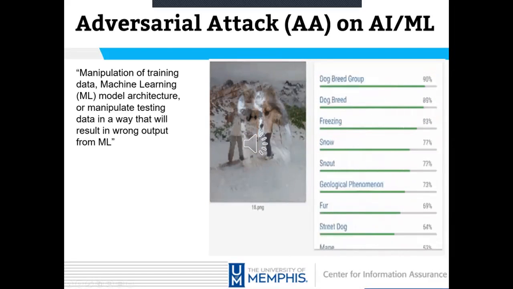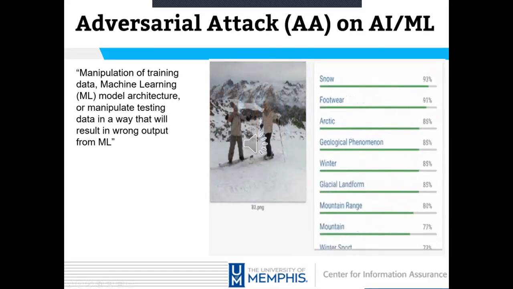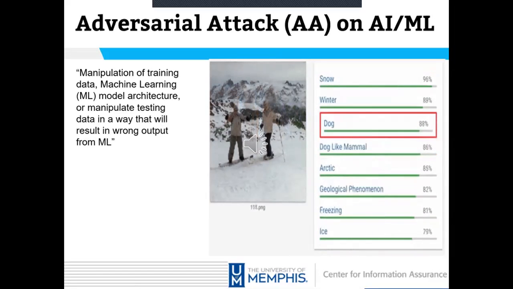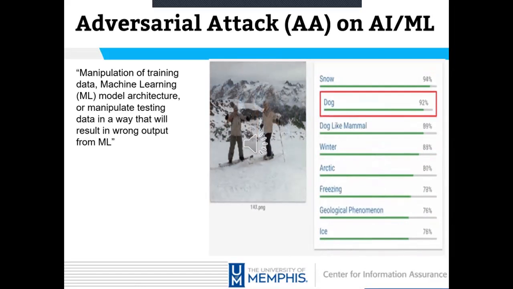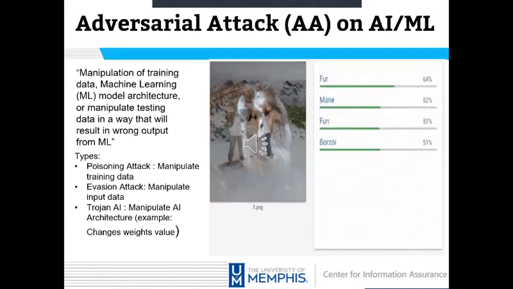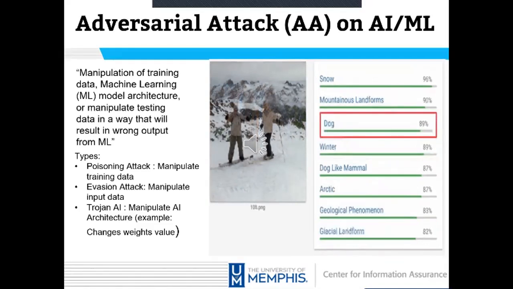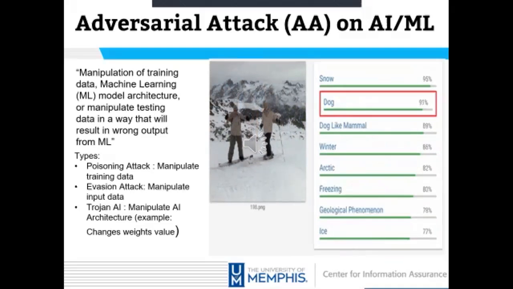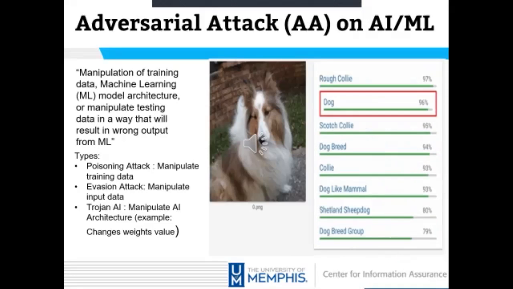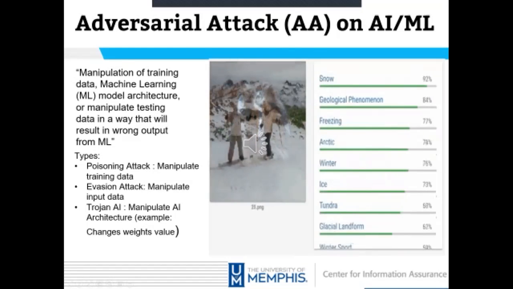By the definition from NIST, an adversarial attack is manipulation of training data, machine learning architecture, or testing data in a way that will result in wrong output from ML. From this definition, we can have three types of adversarial attack: poisoning attack, manipulating training data; evasion attack, manipulating input data; and Trojan AI, manipulating AI architecture, for example changing the weight values of any CNN.